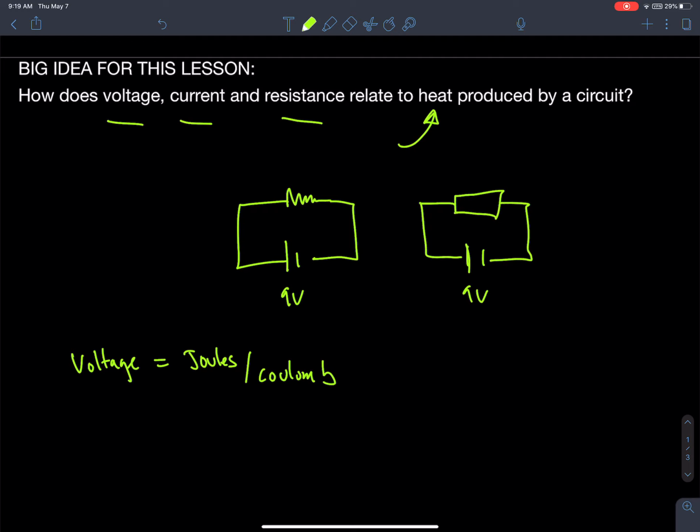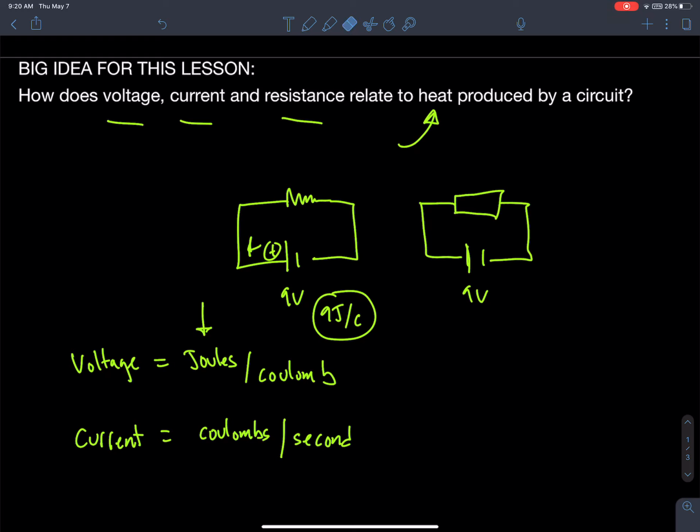Okay, and current flowing through that circuit is equal to coulombs per second. So if I have a lot of charge flowing through per second, that charge flowing through is carrying energy. It's carrying joules with it. For example, the charge that's going to be flowing through this circuit is going to be carrying 9 joules per coulomb of charge.